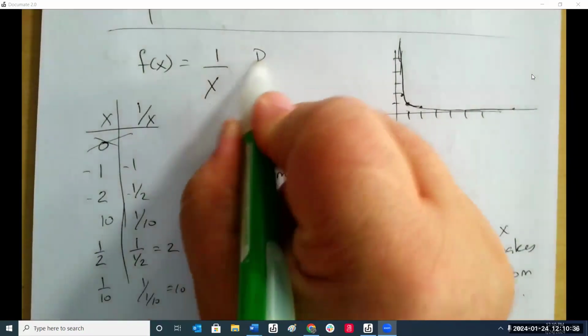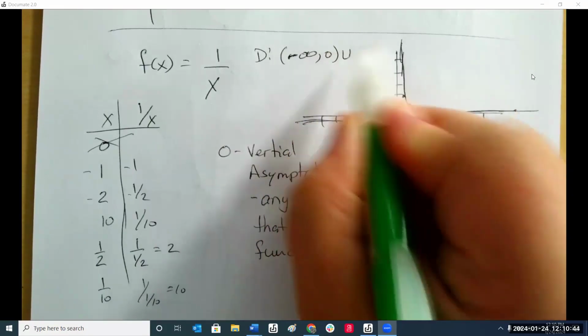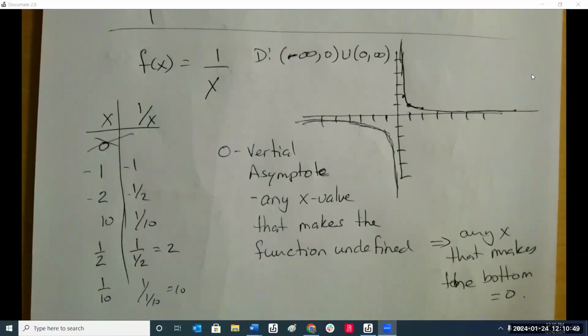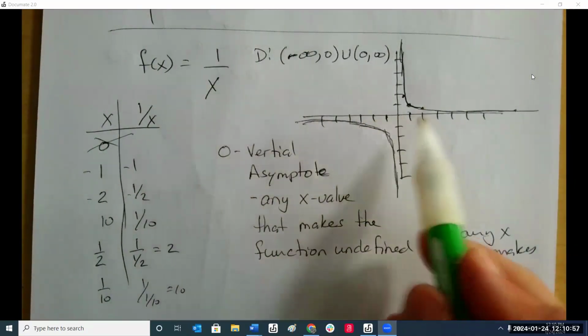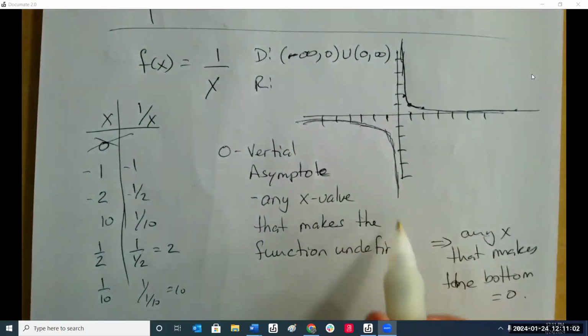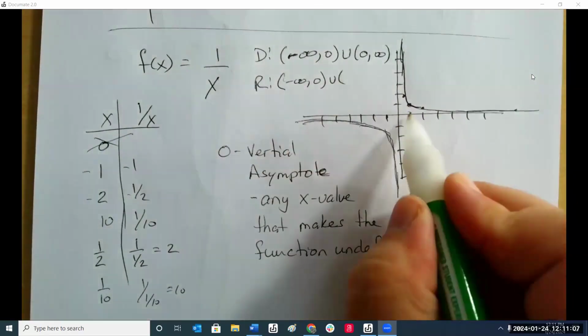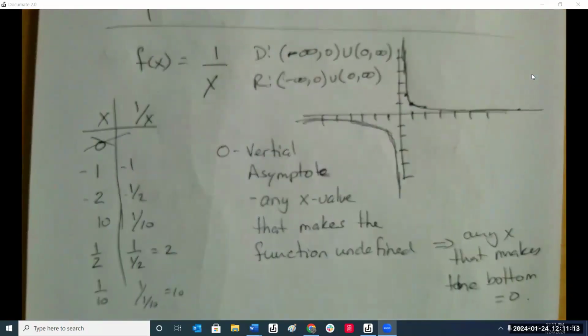So the domain here, -infinity to 0, union with 0 to positive infinity. I can go from -infinity all the way to 0. I can't use 0. Start from there, go to infinity. Same thing with the range. I go -infinity to 0, and then from 0 up. But I can never reach the endpoints.